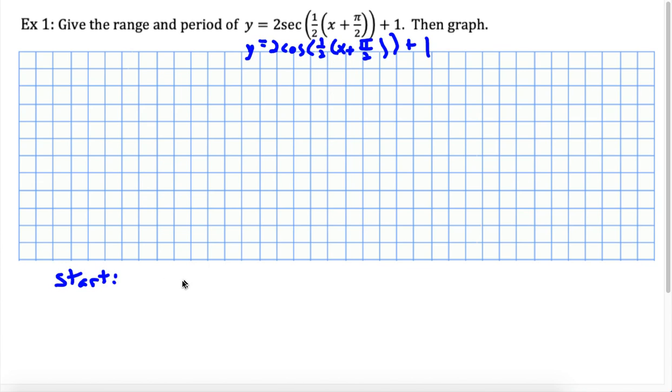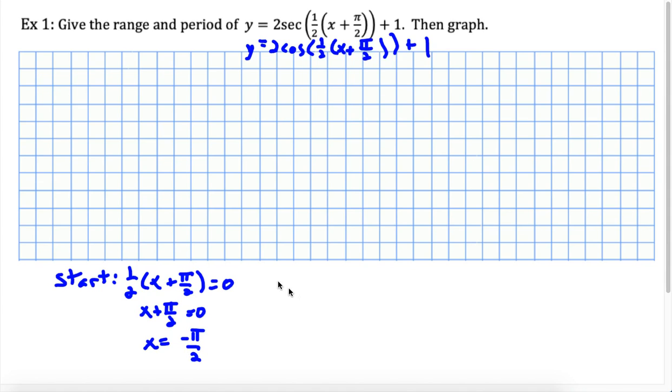So I'm starting with 1/2 times x plus pi over 2 equals 0. So x plus pi over 2 equals 0. So x will equal negative pi over 2.